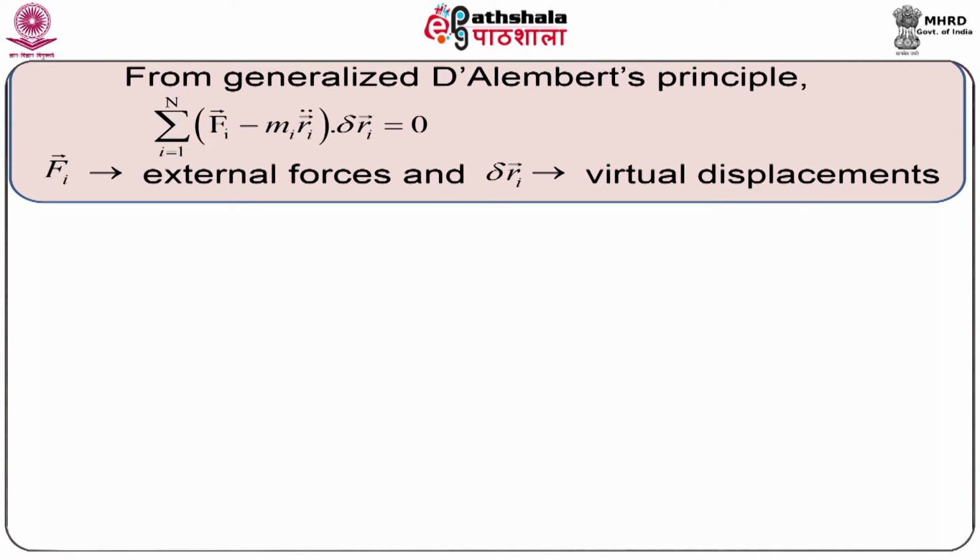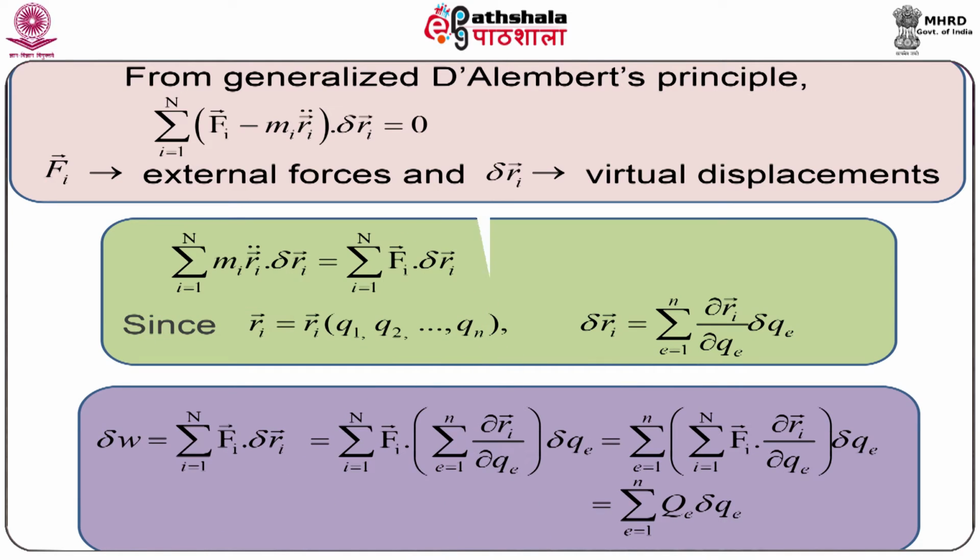We have already mentioned that Fi vector is the external force acting on the ith particle of mass mi, and delta Ri vector is the virtual displacement. Delta indicates that we are considering displacement where the time does not change. If we separate these two terms, we get this.